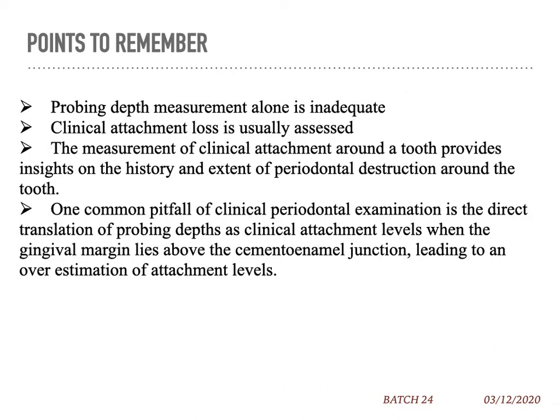One common pitfall of clinical periodontal examination is the direct translation of probing depth as clinical attachment level. No, that is wrong. Usually the gingival margin will be 2 to 3 millimeters coronal to the CEJ because the normal sulcus depth is 3 millimeters. So if you translate your probing depth as your attachment level, then you are going to exaggerate your attachment level. Even a 1 millimeter attachment loss will give it as 4 millimeters loss because the gingival margin is 3 millimeters coronal to the cemento-enamel junction.